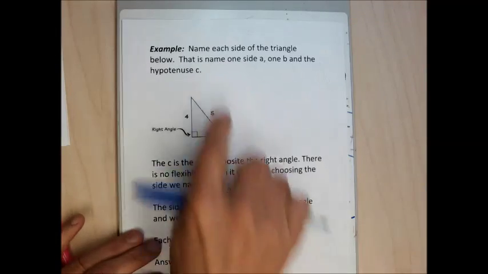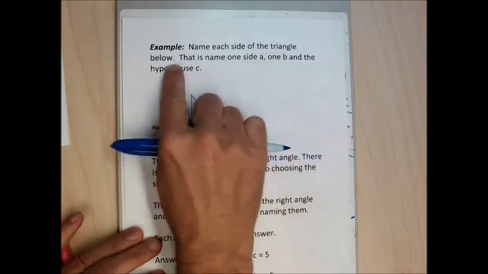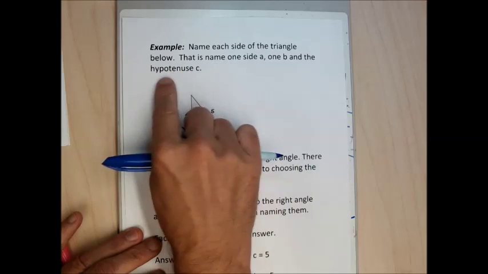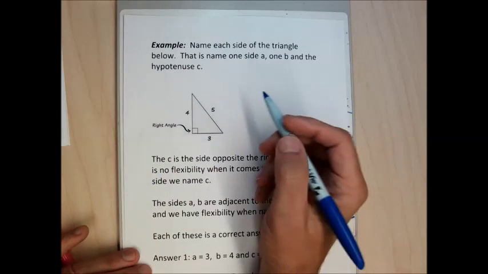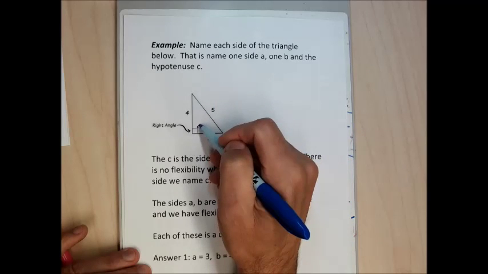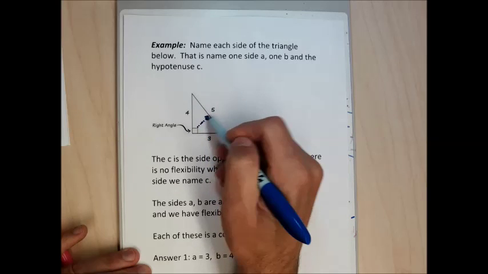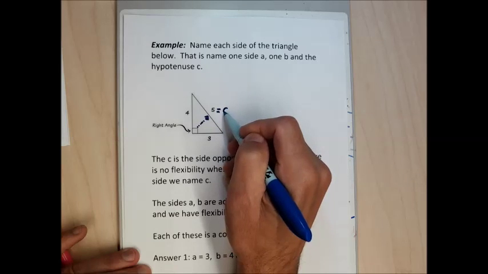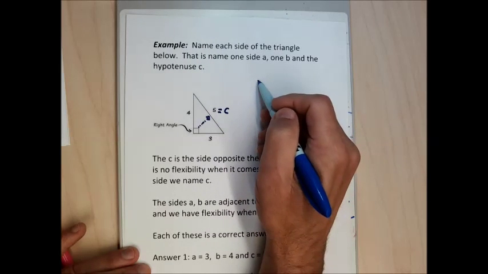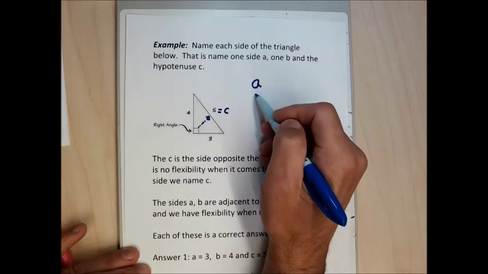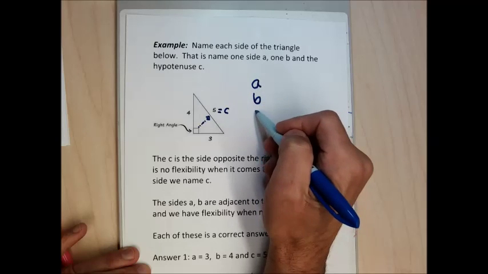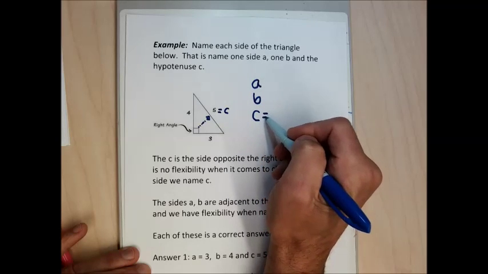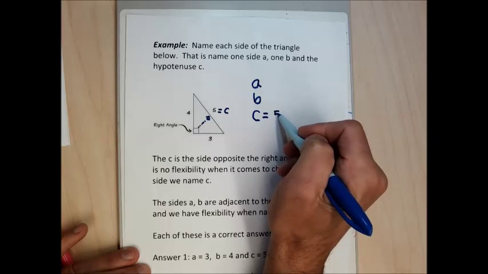So, example, name each side of the triangle. That is, name one side A, one side B, and the hypotenuse C. The only side I don't have flexibility on is the hypotenuse. So in this particular problem, the hypotenuse is going to be C. The instructions here said label one side A, one side B, and one side C. I'm going to say the C has to be 5.